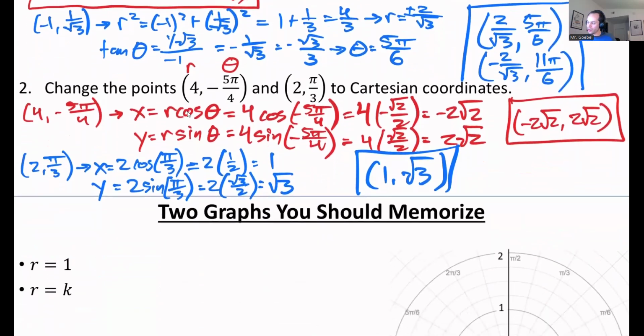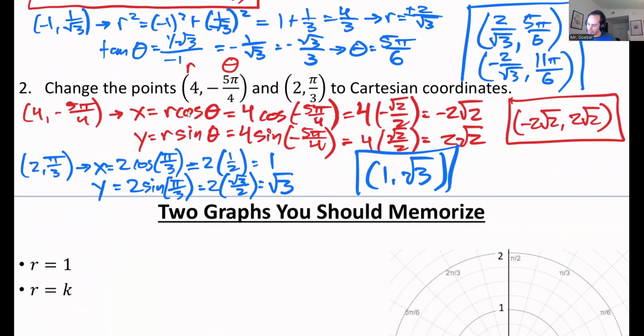And then for the other question, this is going the other way. I feel like these ones are a little bit more straightforward. It's just x equals r cosine theta, y equals r sine theta. 1 for your x, square root of 3 for your y. So your 1 point, singular point, is 1 comma the square root of 3.